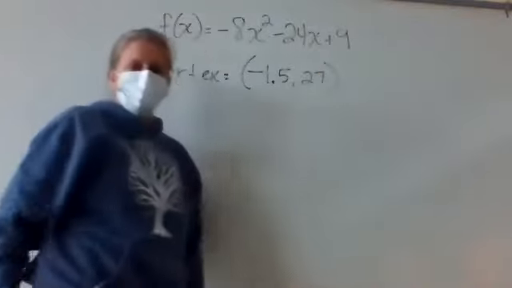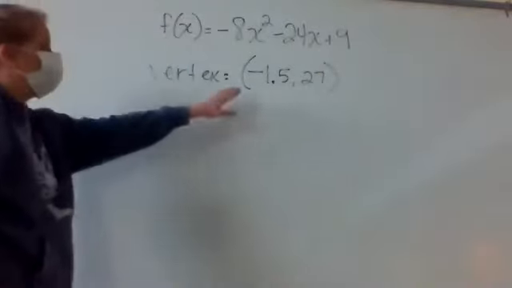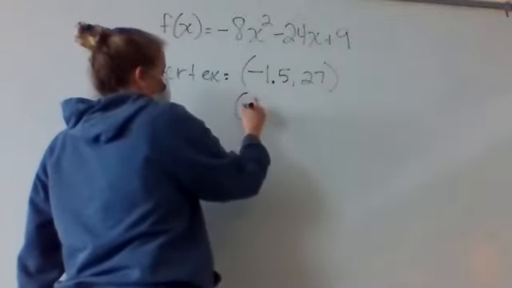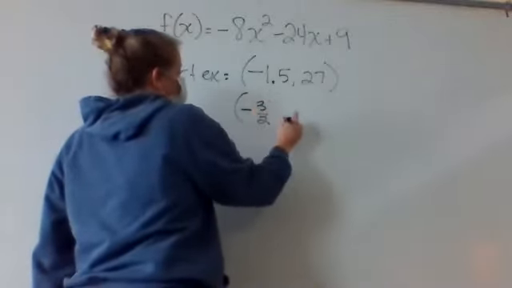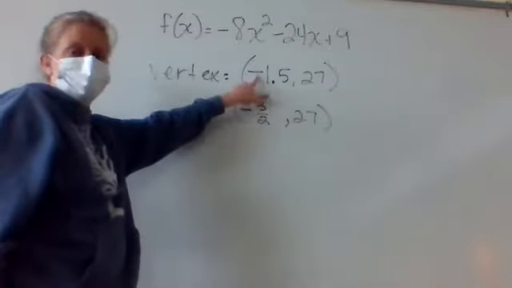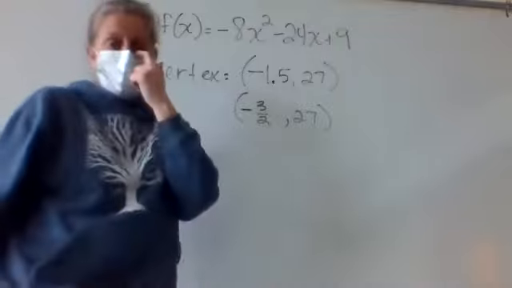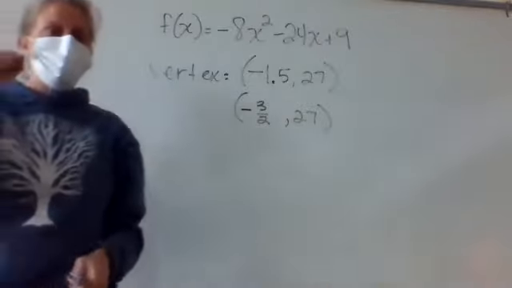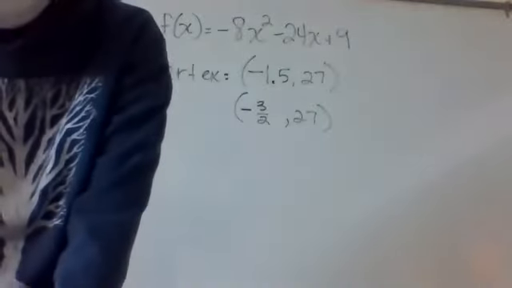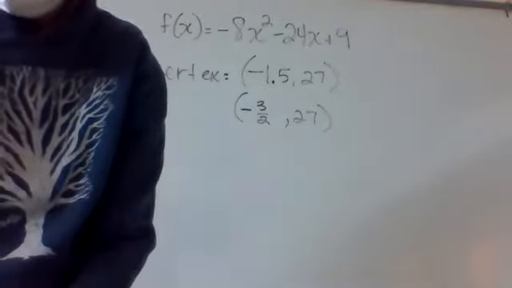Now, remember, MathLab's not going to want you to type in negative 1.5. They're going to want you to type in the fraction, which would be negative 3/2, 27, right? So if you just want to, you can type in negative 1.5, then turn your decimal into a fraction by hitting math, enter, enter. All right, so there's my vertex.